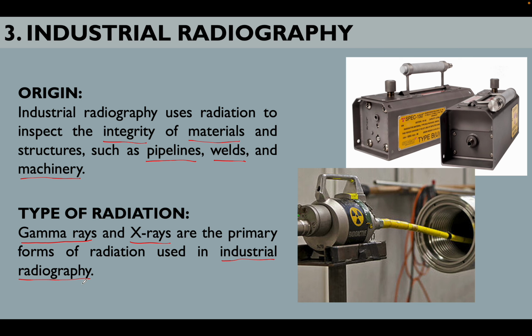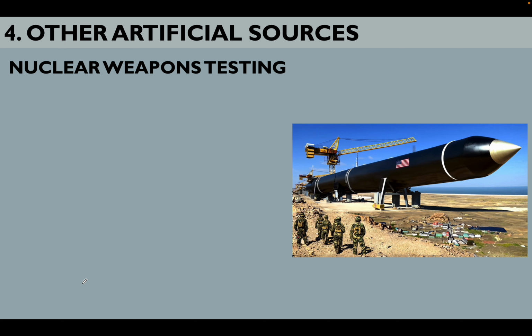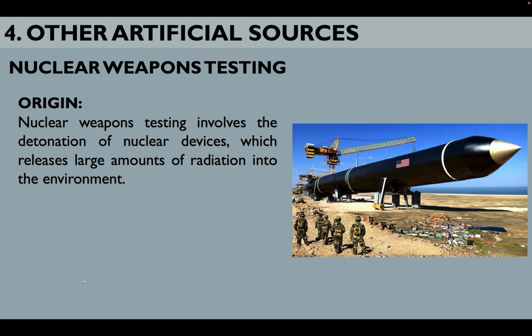Okay, so aside from these three artificial or man-made sources of radiation, we also have other artificial sources. So we have nuclear weapons testing. Nuclear weapons testing involves the detonation of nuclear devices which releases large amounts of radiation into the environment. There are countries, for example the USA, na sila nuclear weapons testing, but ilan ang buhaton sa kanang walay nagpuyo nga lugar.